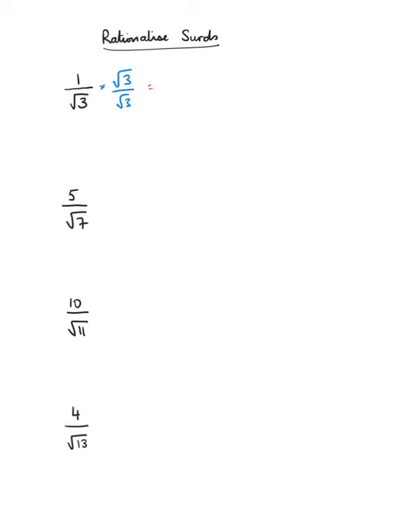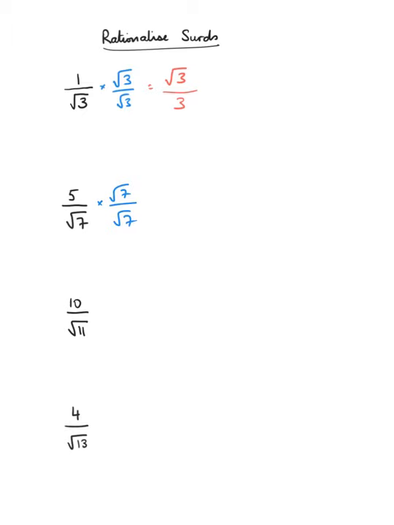And when I multiply this across, because remember with fractions we just multiply across the top and then multiply across the bottom, I'm going to get 1 root 3, which is just root 3. Now root 3 times root 3 is just 3. So root 3 over 3 has the same value as 1 over root 3, but I haven't got a surd on the bottom anymore. So with this one here, I'm going to multiply by root 7 over root 7.